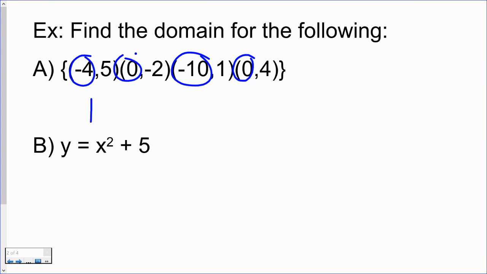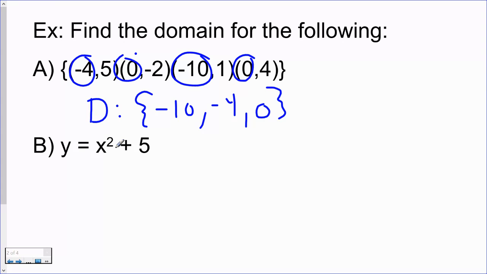When I write what the domain is, I'm just going to say it's the set of these. So I've got -4, 0, -10, 0. I'm going to order those least to greatest. So -10, -4, and then 0. I'm not going to repeat that one. So that's my domain, just -10 and -4 and 0. If you do a table, it'd be the same thing. You'd look for the input side of that table or the x values of them and do the same thing, order least to greatest, don't repeat.